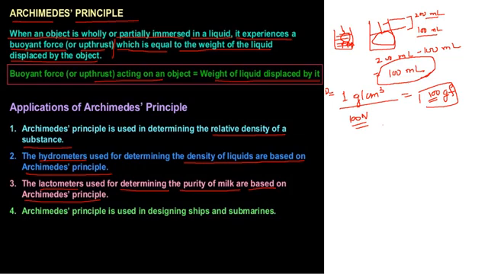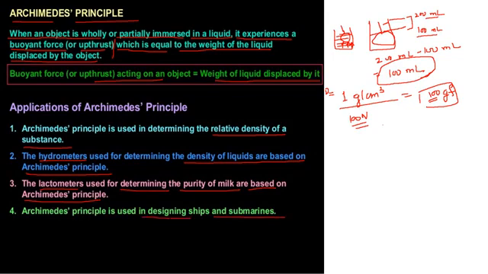Pure milk will have a particular density, right? And if there is a change in the density of the pure milk, that means there are certain impurities, or a person has mixed water in milk. That is why the density is disturbed, it has changed. So this is how we can test the purity of a substance, for example, milk, and you can also check the purity of the metals, especially gold, when it is taken in a molten form. Okay, Archimedes principle is used in designing ships and submarines also.